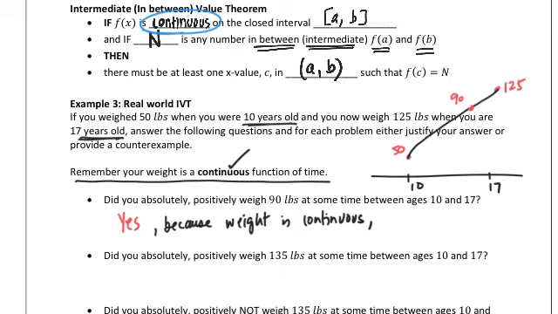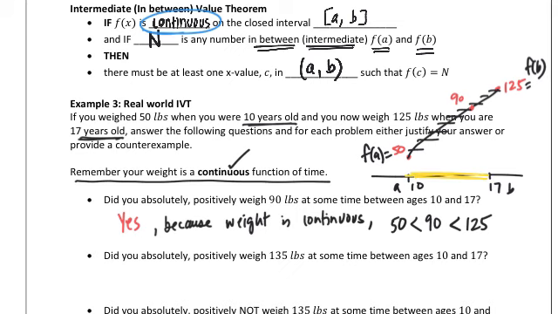And the second condition is that 90 is between your weight at age 10 and your weight at age 17, right? So that's all that the intermediate value theorem is saying, that you are hitting every weight in between 50 and 125. So the function is hitting every value. If you think of this as a and b, this 50 is f of a and this 125 is f of b. So your function is hitting every single y value between 50 and 125 at least once, while your x goes from 10 to 17.